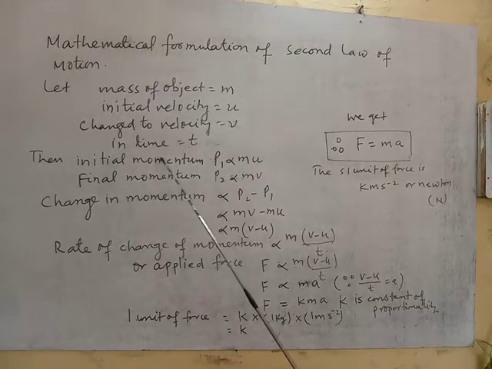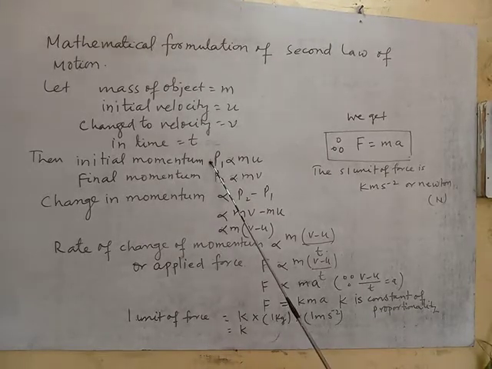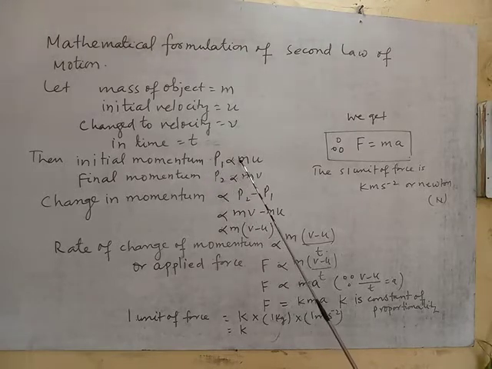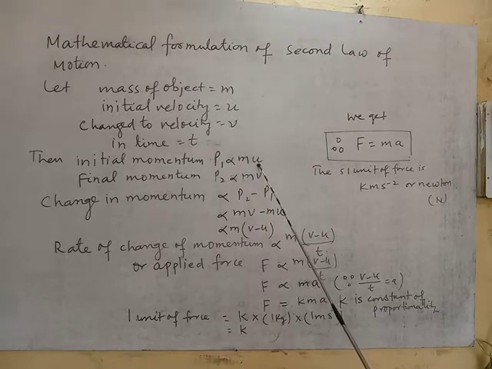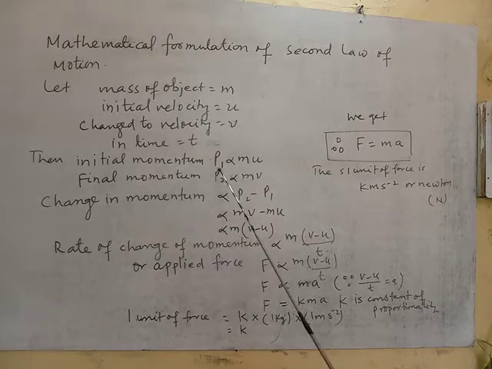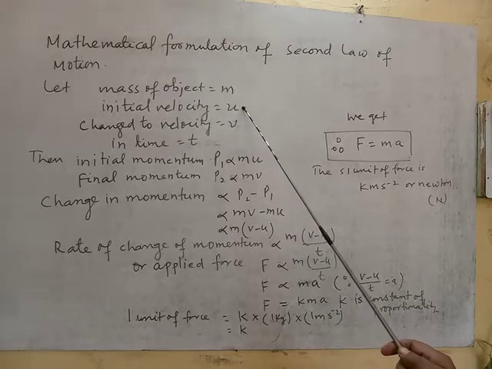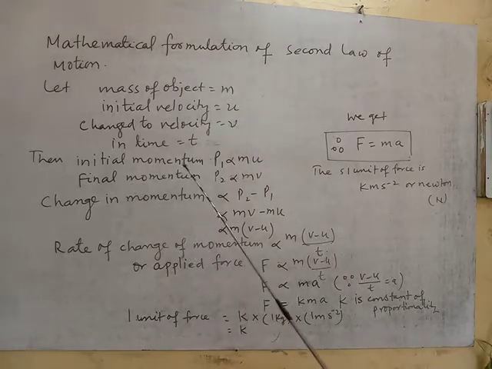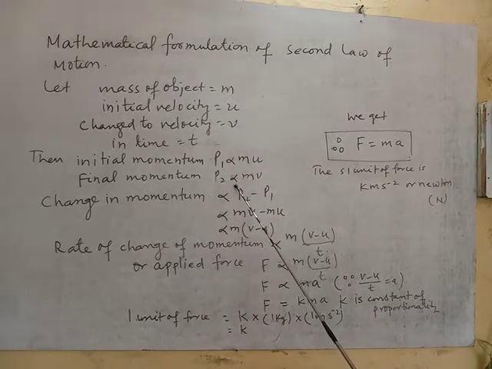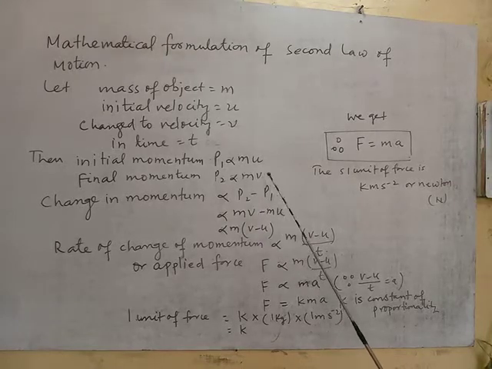Now the initial momentum p1 is proportional to mu, where m is the mass and u is the initial velocity. The final momentum p2 is proportional to m into v, because this is the final velocity and this is the initial velocity.